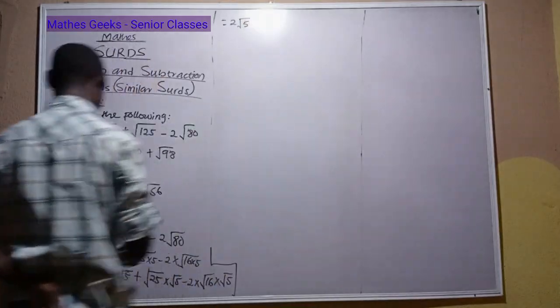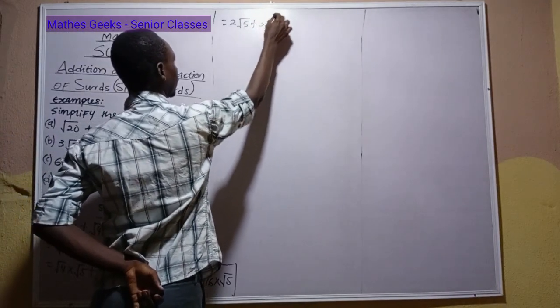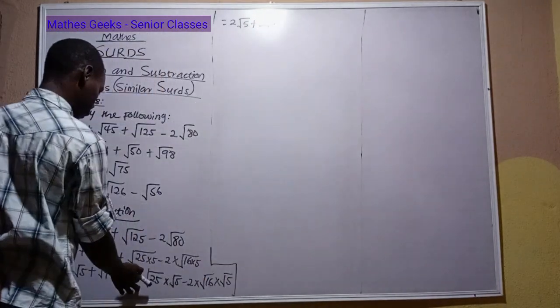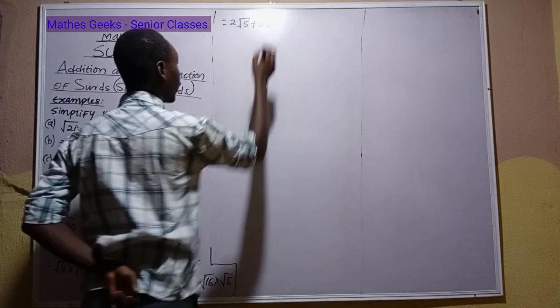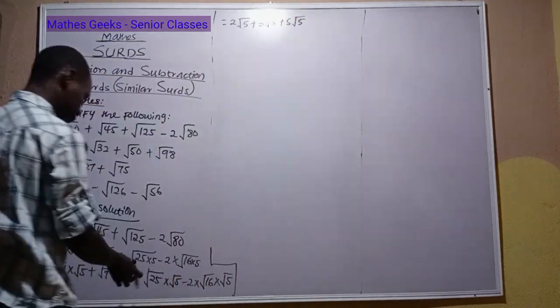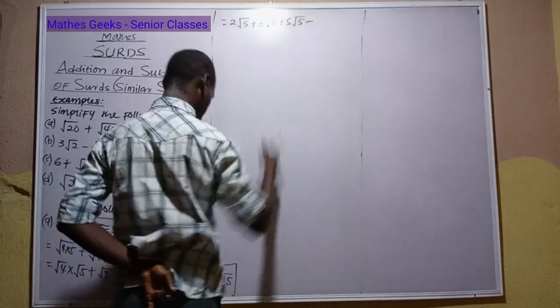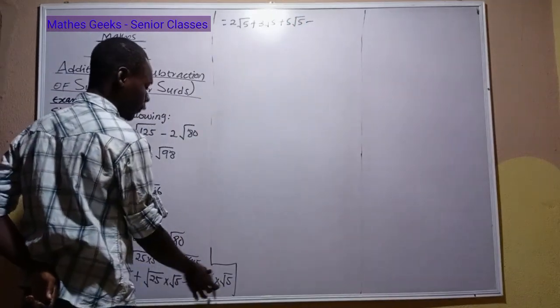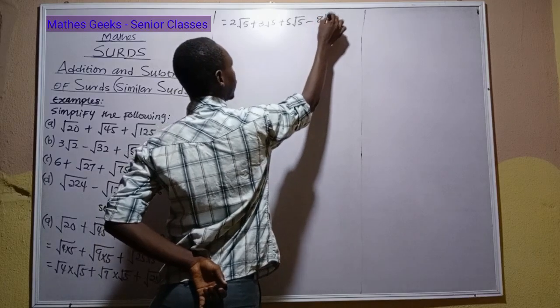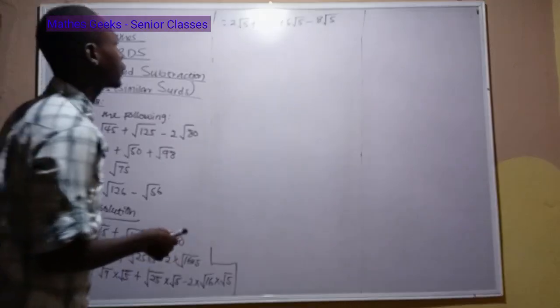Root 9 is 3, so plus 3 root 5. And here plus 5 root 5, plus 5 root 5. And then here minus root 16 is 4, 4 times 2 is 8, so 8 root 5. Since they are similar, we're going to add.